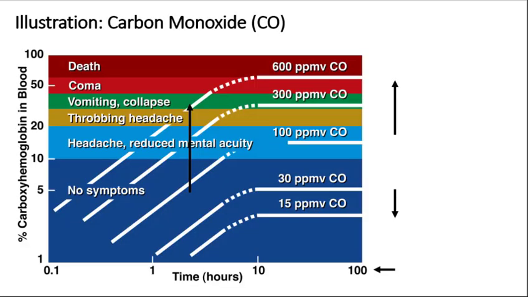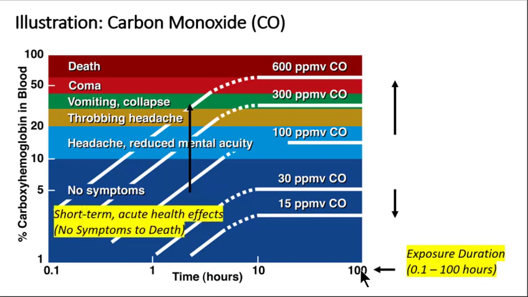A similar plot, organized a bit differently, is shown here for carbon monoxide. The horizontal axis is the duration of exposure ranging from minutes to several hours or days. The vertical axis is the percent carboxyhemoglobin in the blood, which builds up in the blood as exposure to carbon monoxide increases and causes health effects. The various health effects are color-coded, vertically up the plot, from blue, corresponding to no symptoms, to red, corresponding to coma and death.